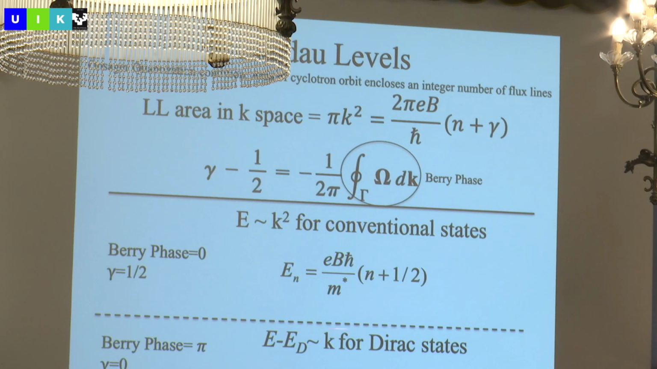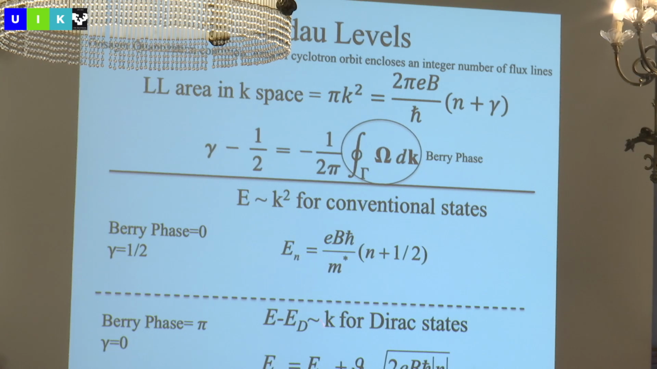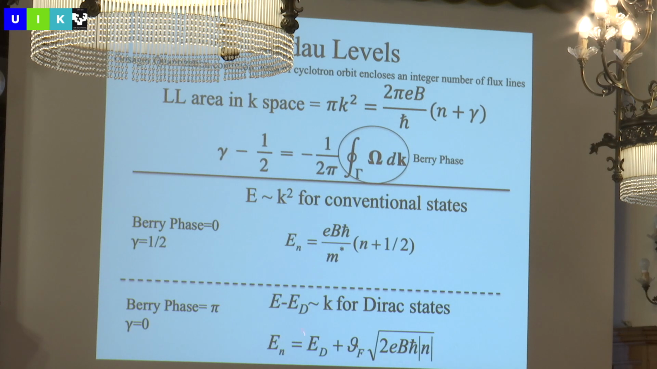And now if you go to Dirac surface states, you have a pi Berry's phase, and that gives you a gamma of 0, right? And also, you know that the dispersion goes as k. So if you put all these together, you get this expression for the Landau levels. Now the Landau level separation goes as the square root of N B. So these two are very different from one another. And another big difference between these two is that for Dirac surface states, you get one Landau level at the Dirac crossing whose energy doesn't change with magnetic field. Okay, so these are the differences.